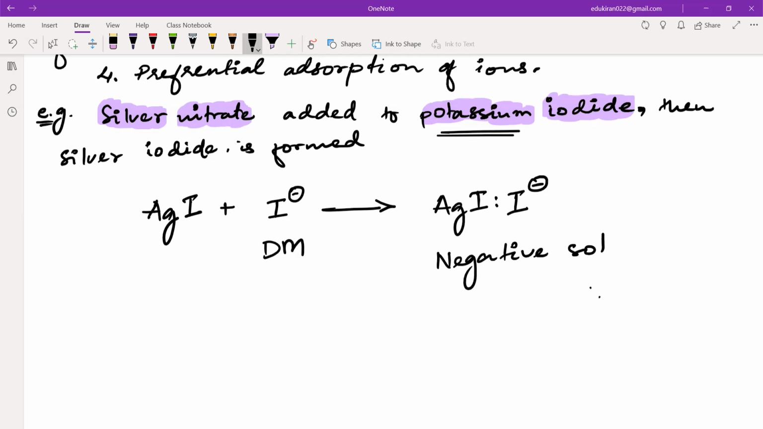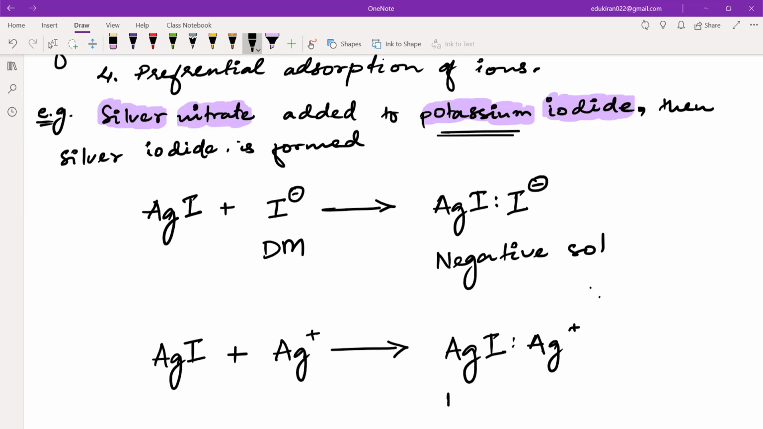Now, if you reverse this and you add potassium iodide to silver nitrate, then you will be forming AgI only. AgI will be formed, but since we have silver nitrate as the dispersion medium now, as the solvent, we will have more and more Ag positive ions, and we will get AgI with Ag positive, and this is a positive sol.